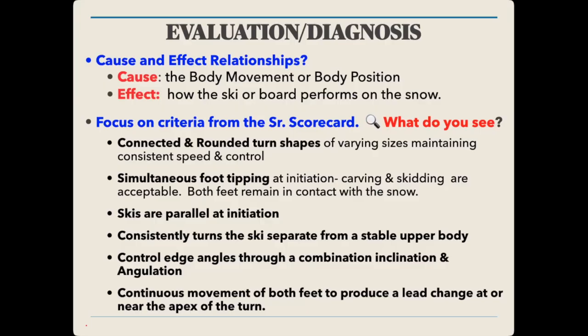So we're going to go back to the video and we want you to look at the connected and rounded turn shape of varying sizes, maintaining speed and control, looking at simultaneous foot tipping at initiation, both feet remaining in contact with the snow. Are the skis parallel at initiation? Consistently turning the skis separate from a stable upper body, controlling our edge angles with a combination of inclination and angulation, and finally, continuous movement to both feet to produce a lead change at or near the apex of the turn. Those are our visual cues in telemark skiing.